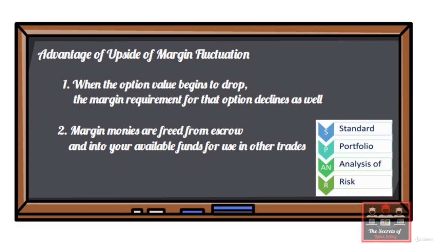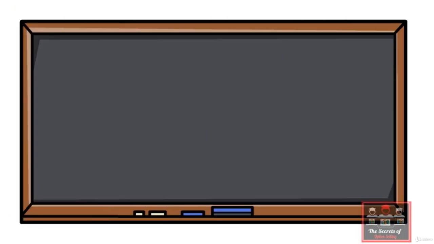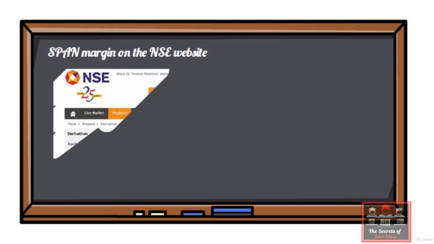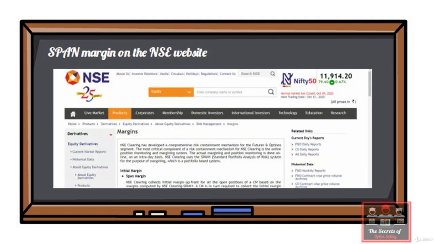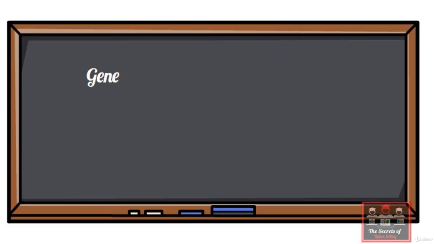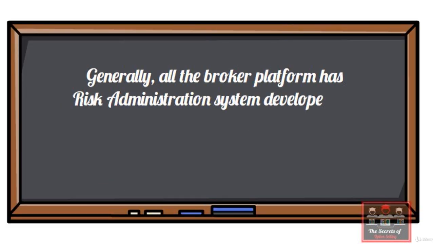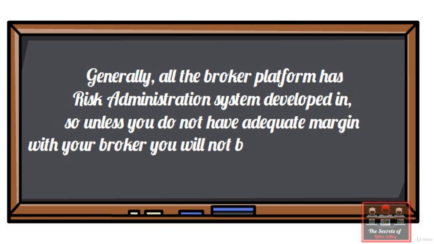What this means is that you can often use your earnings from a short option sale to fund other trades, even if you have not settled your initial position yet. You can find more details about span margin on the NSE website. Your broker can provide you margin specifics for the position that you want to take. Generally, all broker platforms have a risk administration system, generally called the RMS, which is developed as a part of their trading platform. So unless you have enough margin with your broker, you will not be able to sell any option.